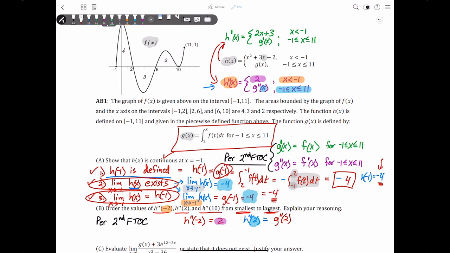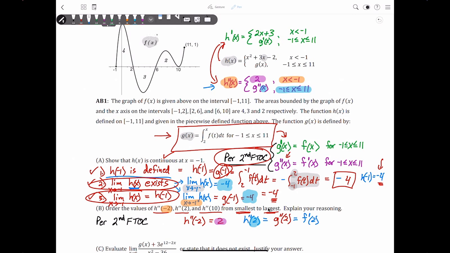Okay, and g double prime at 2, if I go to this function given here as g of x, per second fundamental theorem, just like what we thought would happen, this g of x became g prime of x here, which is f of x, and then g prime of x, if we derive that, it would become g double prime right here, as far as equaling f prime of x. So h double prime is the same as g double prime of 2. Therefore, because of second fundamental theorem here, we're going to say this is also equivalent to f prime at 2.